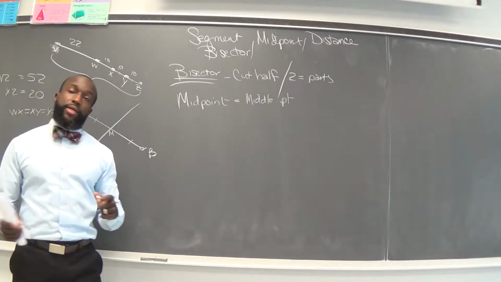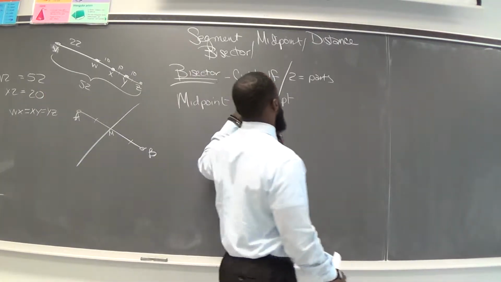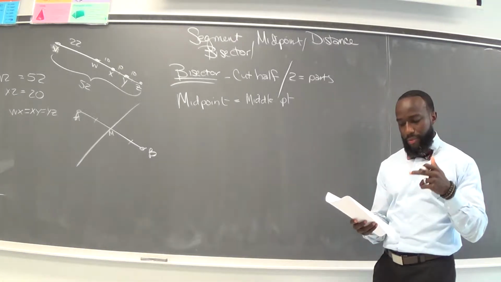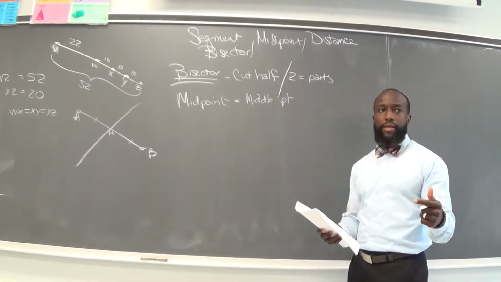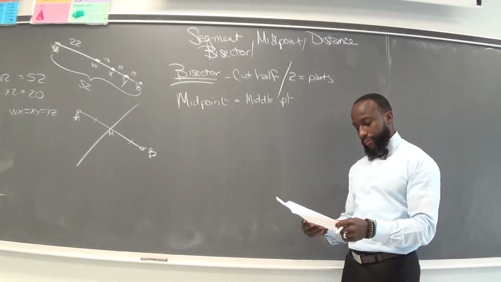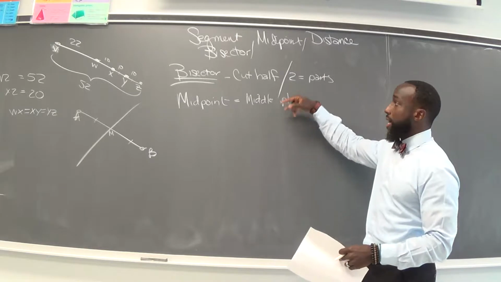So with that being said, a bisector can be a point. I think it says that in your slide, right? It says a bisector can be a point, a segment, a ray, or a plane, that intersects at a midpoint.